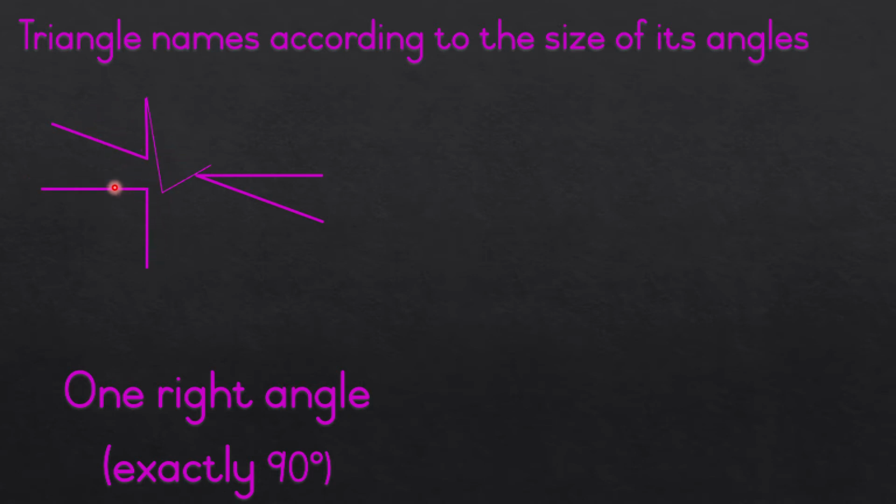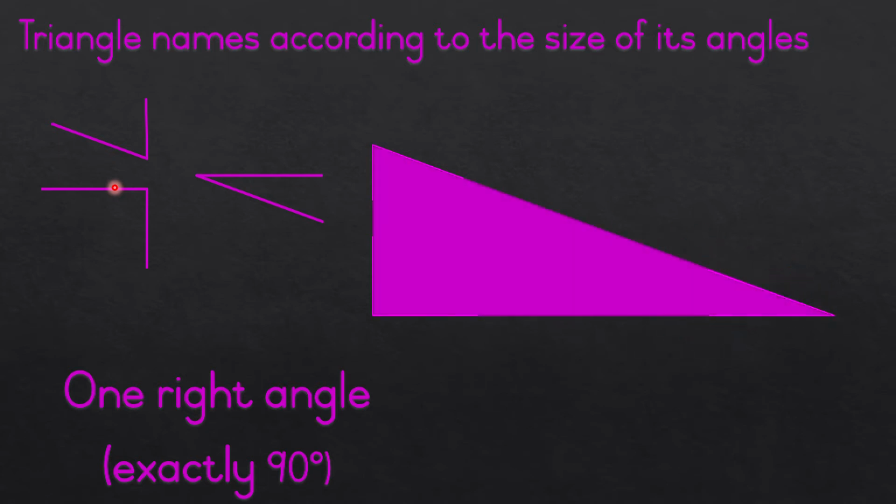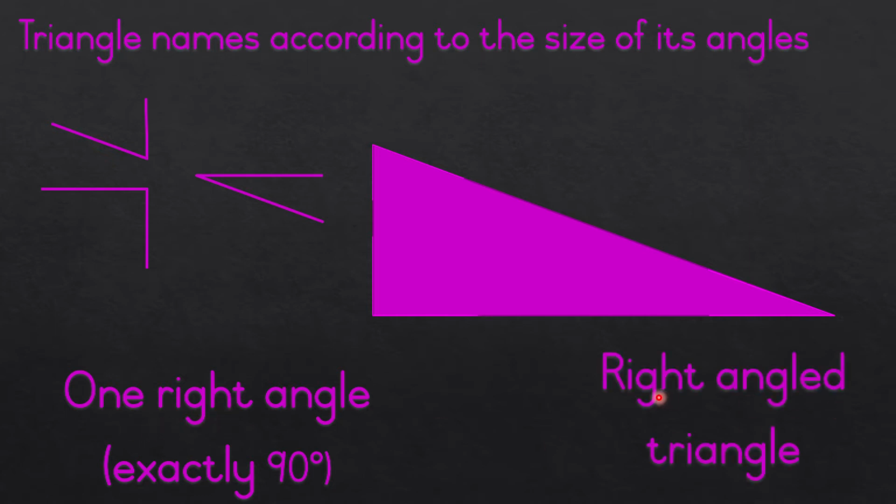So let's place our angles. Let's place this one at the top for now. This one on the left bottom and that one on the right. Now we have a triangle which has an exactly 90 degree angle here at the bottom. And this is easy to name as it has one right angle. Therefore, it is a right-angled triangle.